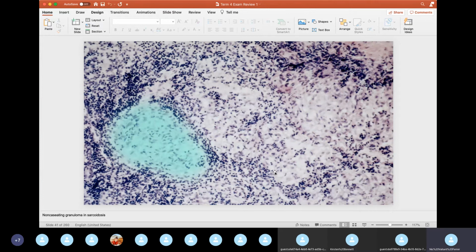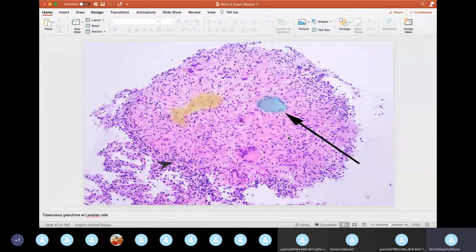Now, look at this image. Is it caseating or non-caseating? Non-caseating. Why? There is no central necrosis. How do I know that there is no central necrosis? I can still see the nucleus of the cell. Look at the highlighted area, it looks light green. This is a non-caseating granuloma in sarcoidosis.